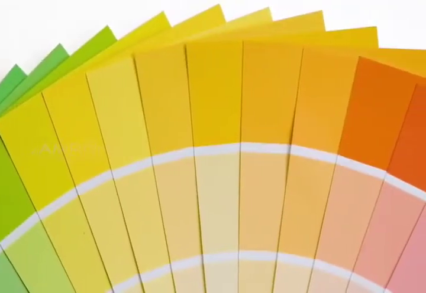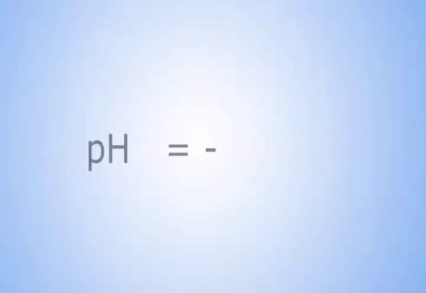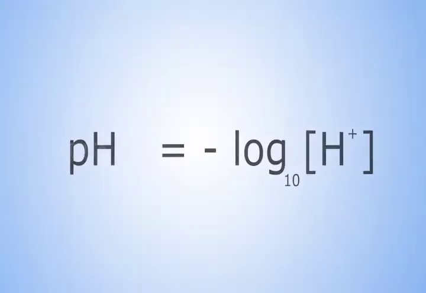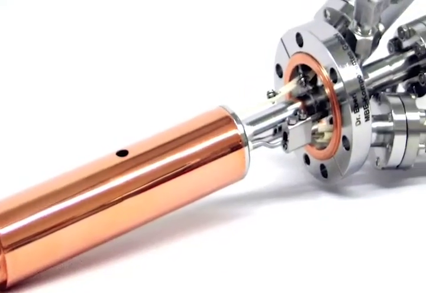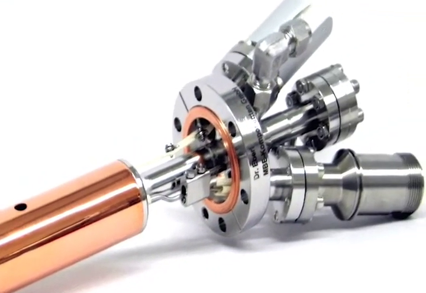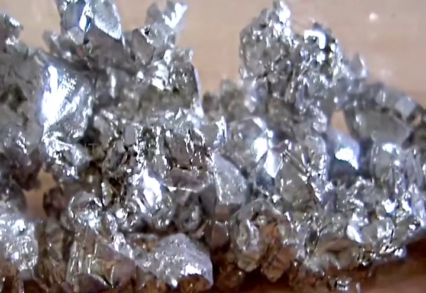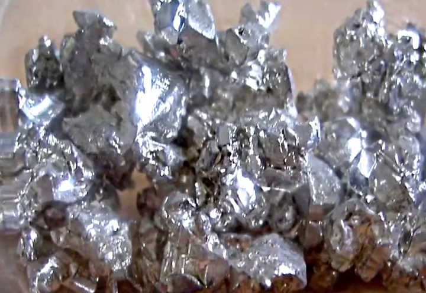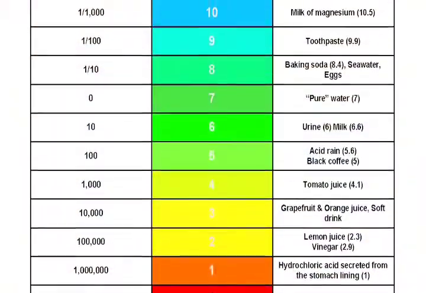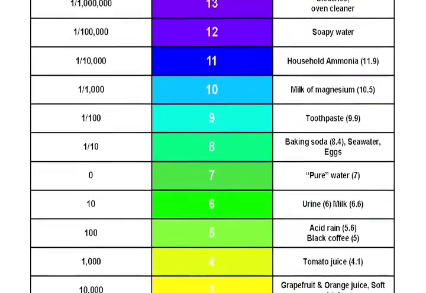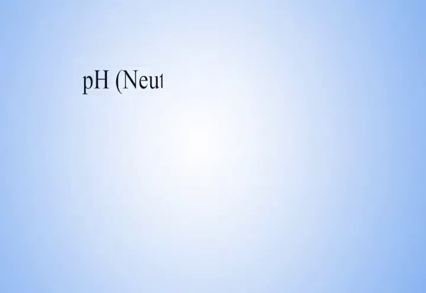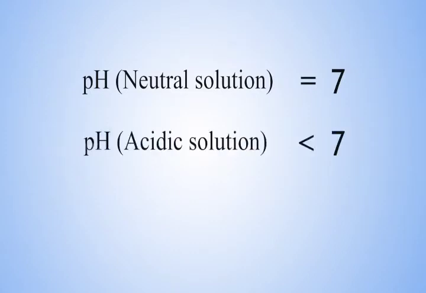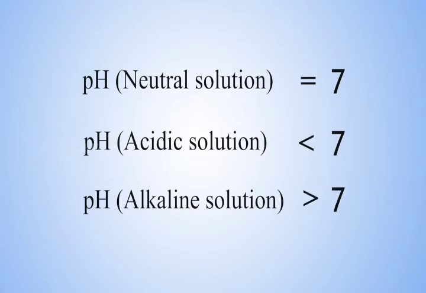The pH of a solution is defined as the negative logarithm of its hydrogen ion concentration in gram moles per liter. It helps to point out whether the given substance is acidic, alkaline or neutral. pH is measured on a scale of 0 to 14. The pH of a neutral solution is 7. Acidic solution is less than 7 and alkaline solution is greater than 7.